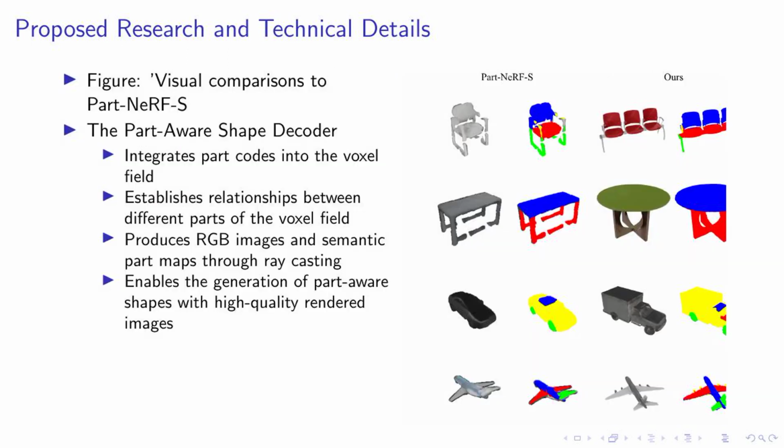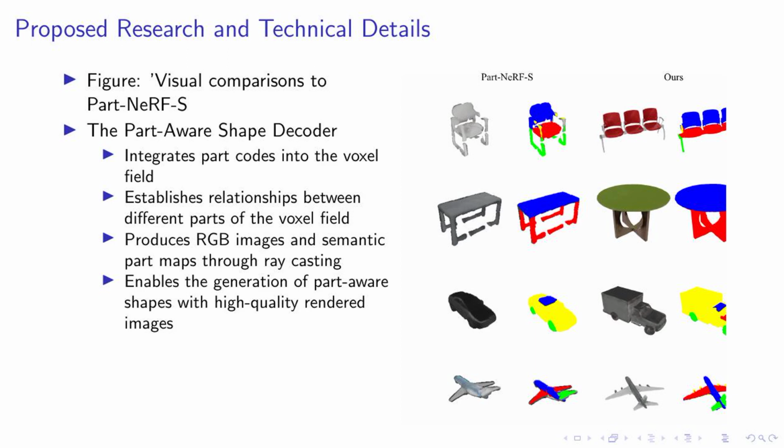In this slide, we delve deeper into the technical aspects of our proposed research. We'll start by comparing our method visually to PartNeRF, as shown in the figure on the right. You can see the clear difference in the quality of the rendered images. Now, let's talk about the part-aware shape decoder, a key component of our method. This decoder integrates part codes into the voxel field, which is a crucial step in generating part-aware shapes. It establishes relationships between different parts of the voxel field, allowing for a more detailed and accurate representation of the object.